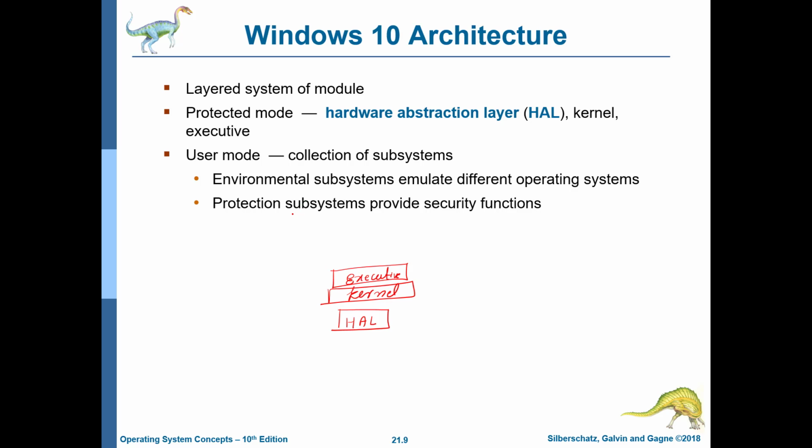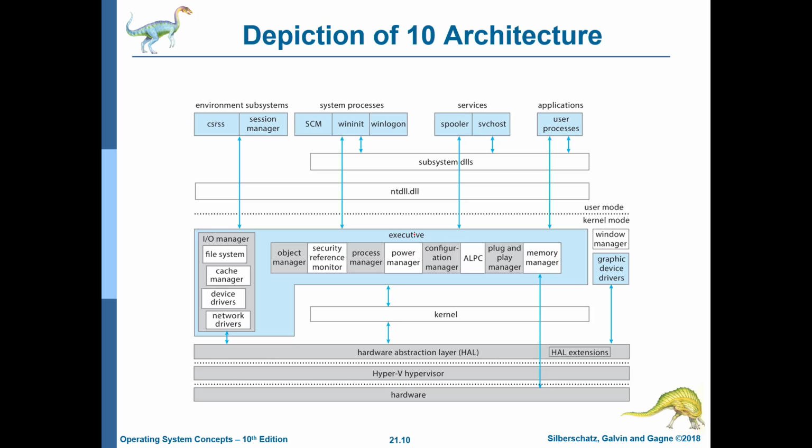So, Windows, like Linux and like many other operating systems, not everything runs in the kernel. Many subsystems actually run with user space permissions. Also there are modes to emulate different operating systems, other Windows based operating systems, and there are a lot of protection subsystems which provide security functions. Basically, they operate in both the user space and kernel space to ensure that at no point of time security is breached.